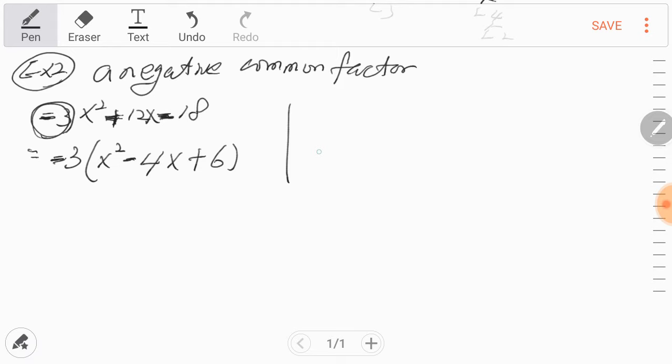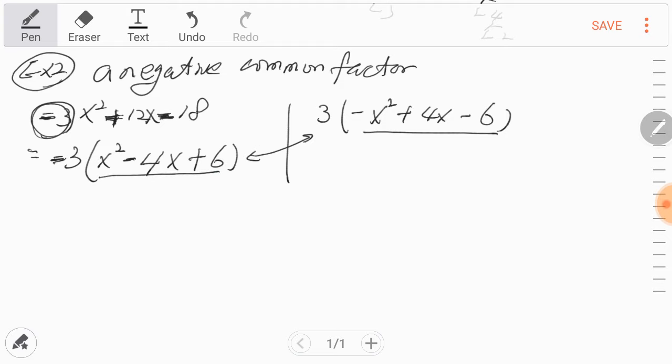But what if we factor out positive 3? If we factor out positive 3, then it is negative x squared plus 4x minus 6. So if we compare these two, the inside has different signs. So basically, we usually factor out the negative if the leading coefficient is negative. So like this.